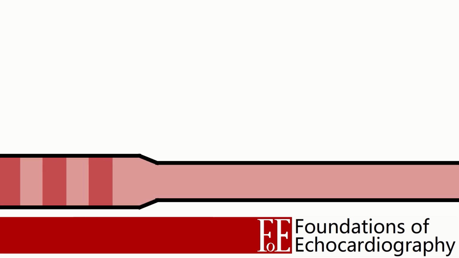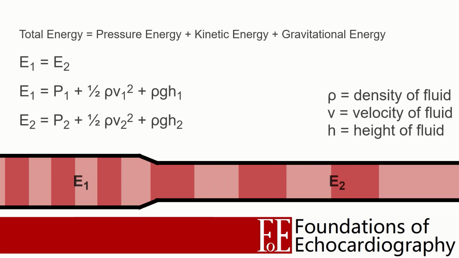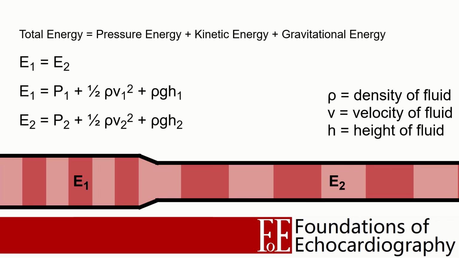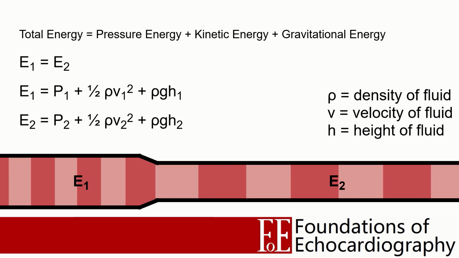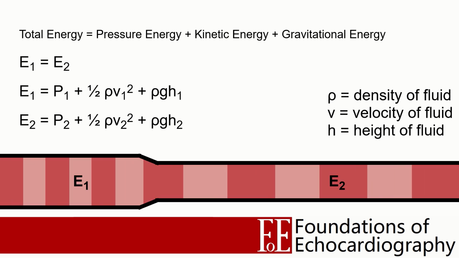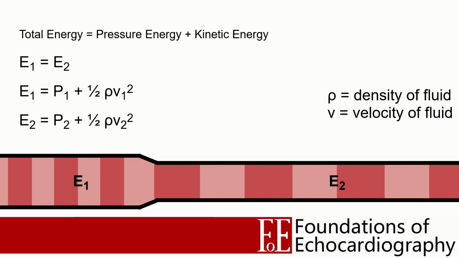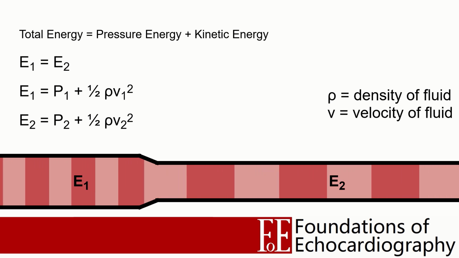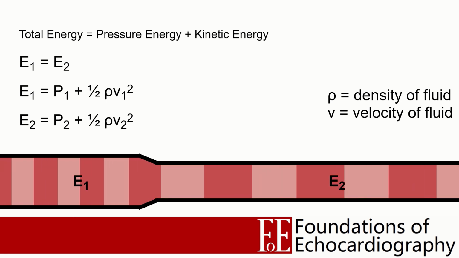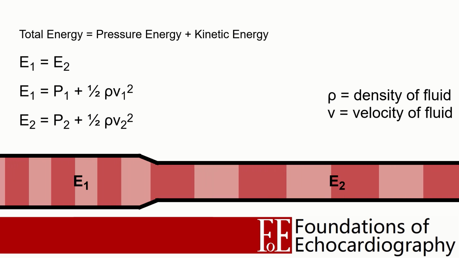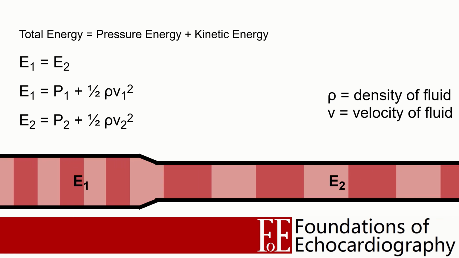At all points in our circuit, the total energy is equal to the sum of the pressure energy, the kinetic energy, and the gravitational energy. In our system, the height of the fluid doesn't change, so we can ignore the gravitational energy as we can assume that it is the same on both sides of the equation. When we're performing an ultrasound in our largely supine patients, we can also ignore the contribution of gravitational energy. We can further simplify this equation in order to make it of practical use to us as sonographers.